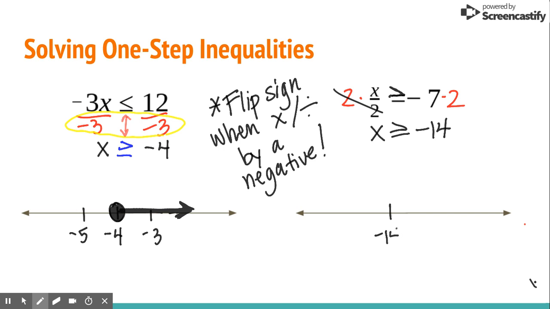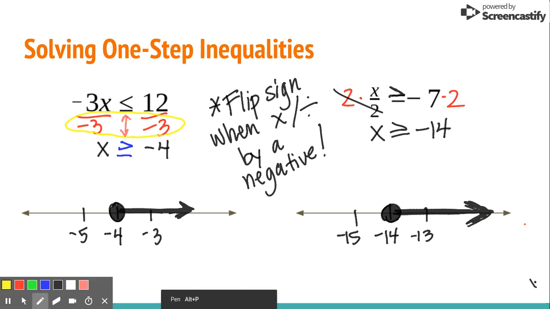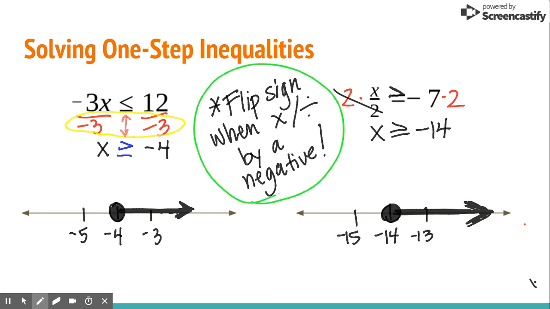So -14, -15, -13. Put my open circle, then check. Greater than or equal to, so it's closed. And greater than, -13 is greater than -14, so it goes in this direction. This right here is probably one of the most important things. I'll circle it in green. You need to write that down into your notes.